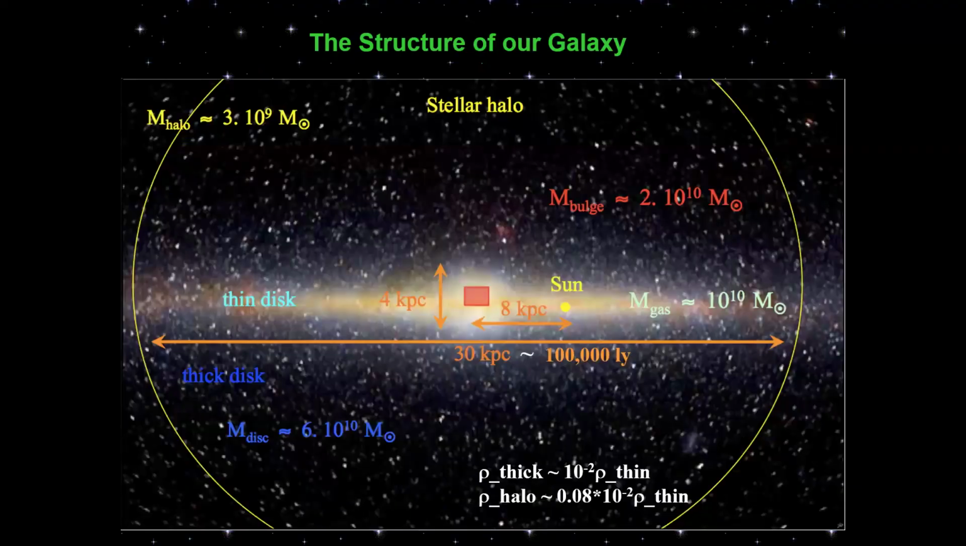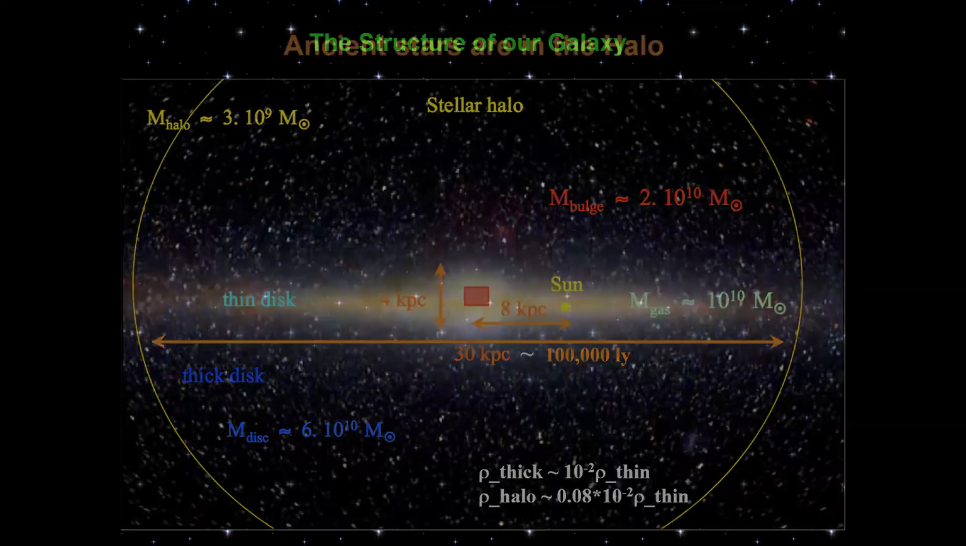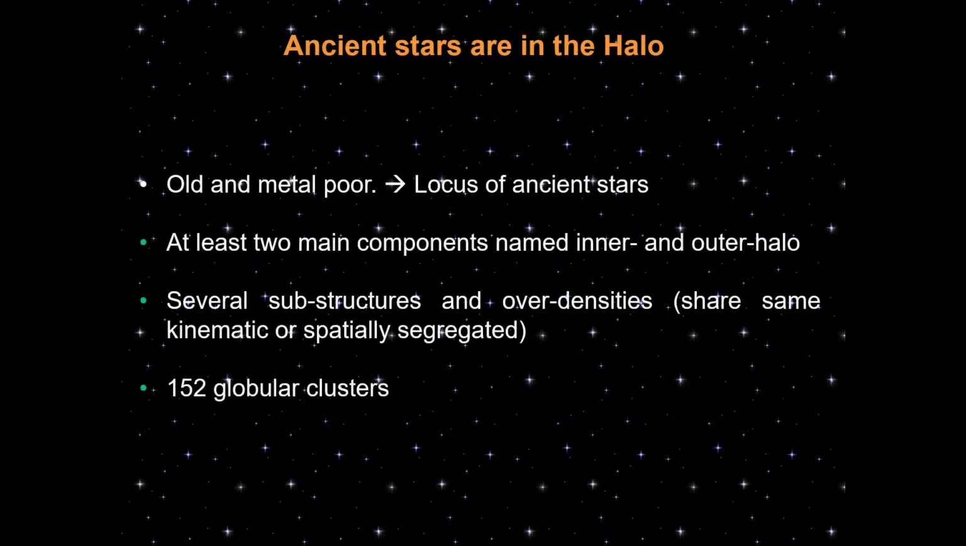Anyway, the main structures in the Milky Way: we have obviously the disk components, thin and thick, represented here, the central bulge, and then a stellar halo that surrounds all the other galactic structures. It is very extended, much more extended than the rest of the structures. So these ancient stars are in the halo system.